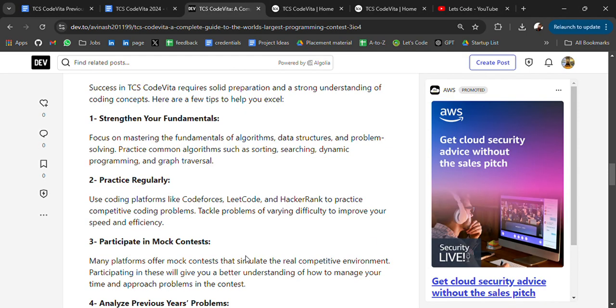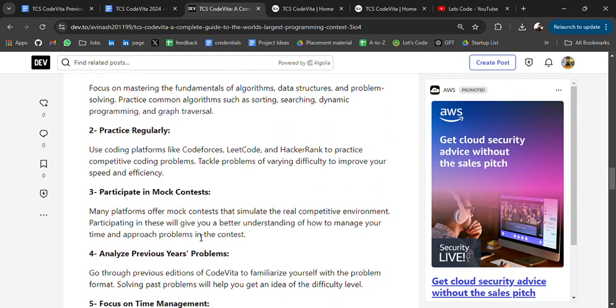The next tip is to participate in mock contests. Platforms like LeetCode and CodeChef have regular contests, like weekly contests and bi-weekly contests. You should also practice the problem of the day. So go practice it regularly if you can.